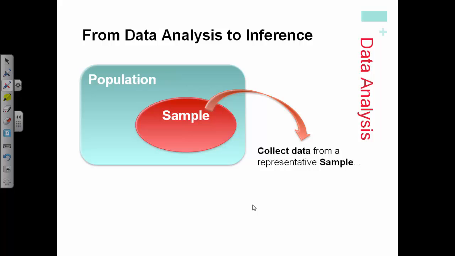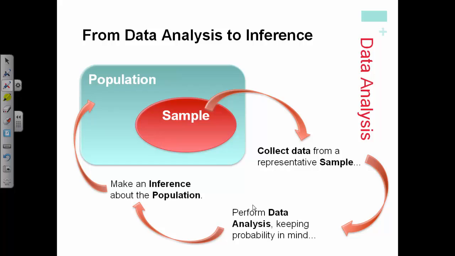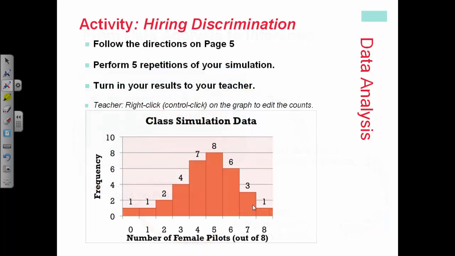Typically, we start with a population. From that, we collect data from a representative sample. We'll be discussing a lot about samples throughout the class. And then we're going to perform some kind of data analysis. Eventually, then we're going to make what's called an inference about the population from the sample.